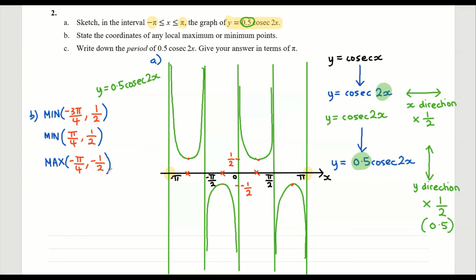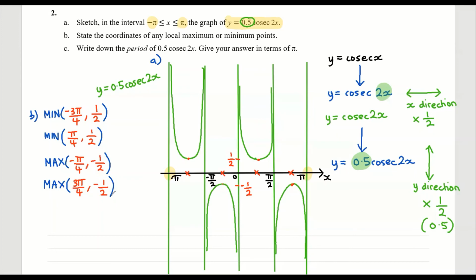Okay, just close that. And we have another maximum over here, the final one. So that's going to be halfway between pi over 2 and pi. So that's going to be 3 pi over 4. And that maximum value, sorry, is going to be negative 1/2. Okay, so that's part B.